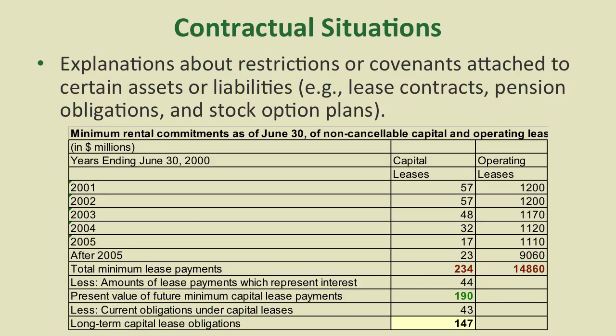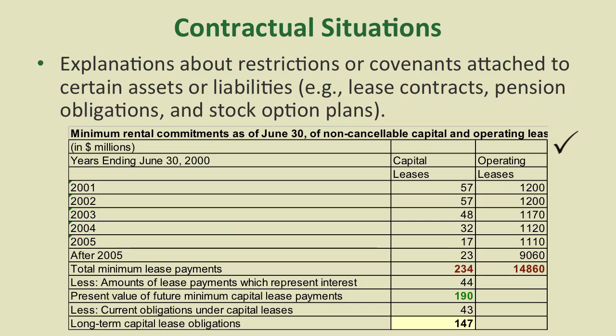The third type of supplemental information provided by companies is contractual situation. Here, companies are going to explain their restrictions or covenants attached to certain assets or liabilities. For example, their lease contracts, pension obligations, stock option plans. Look at this example.